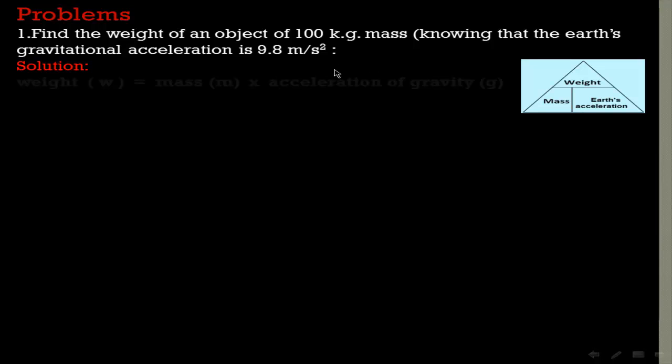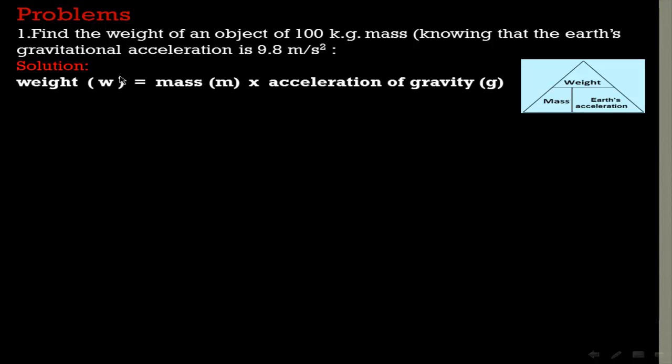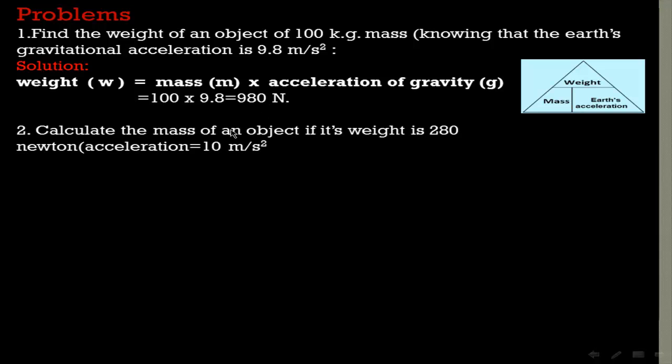Okay, the solution will be: the first step in any problem, we must write the law first. Weight equals mass times acceleration of gravity. Mass equals 100 kilogram times acceleration 9.8. The answer will be 980 Newton. Okay.